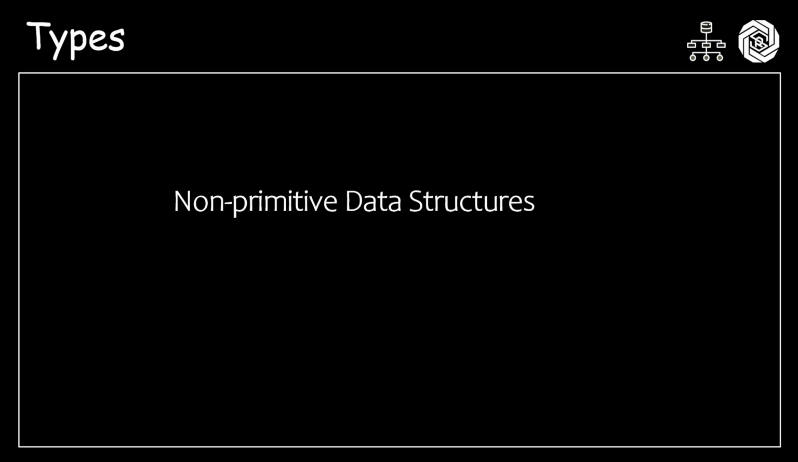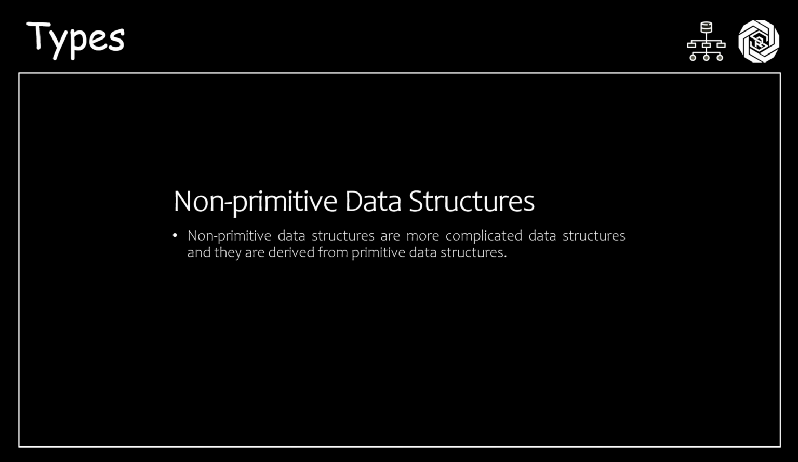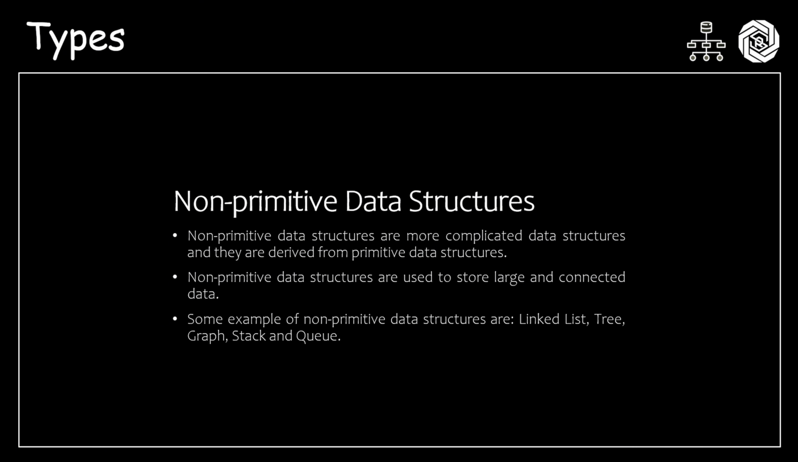Non-primitive data structures. Non-primitive data structures are more complicated data structures and they are derived from primitive data structures. Non-primitive data structures are used to store large and connected data. Some examples of non-primitive data structures are linked list, tree, graph, stack and queue.